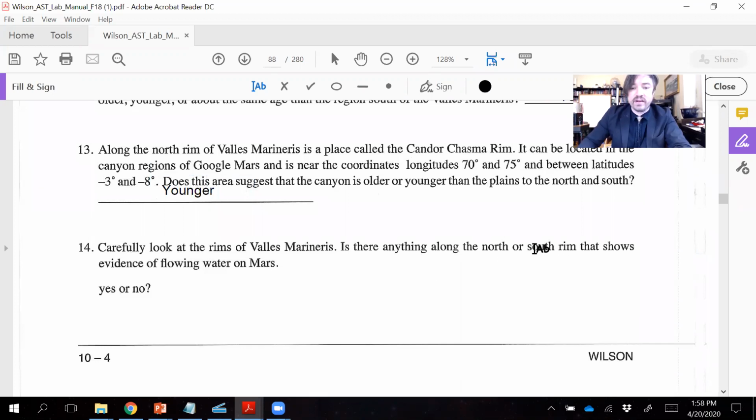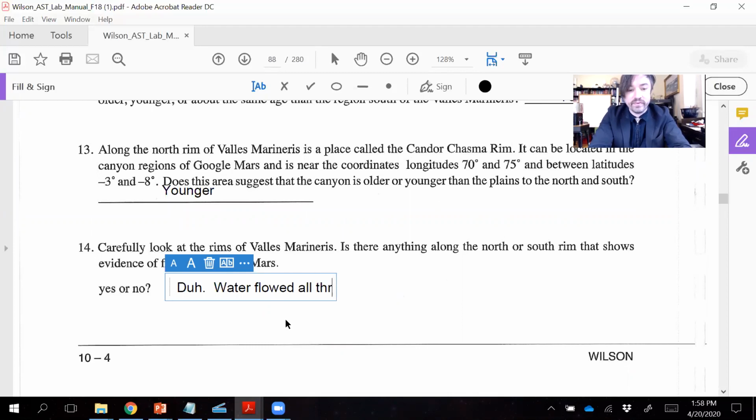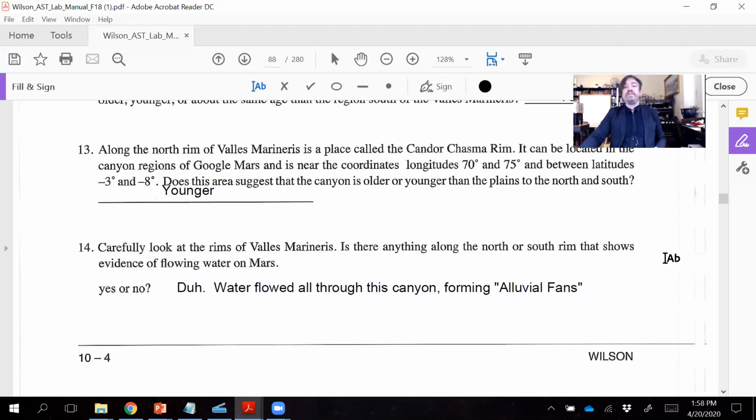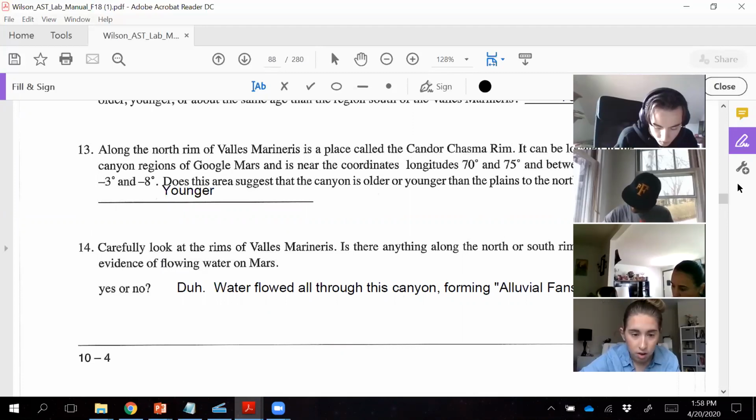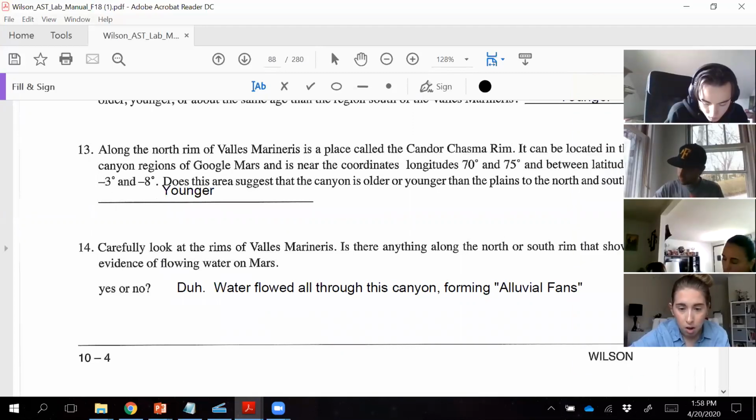Is there anything along the north and south rim that shows evidence of flowing water on Mars? Duh. Okay. Water flowed all through this canyon, forming alluvial, let's use our fancy vocab words, forming alluvial fans. I always like it when I can teach you guys a couple of fancy new vocab terms.